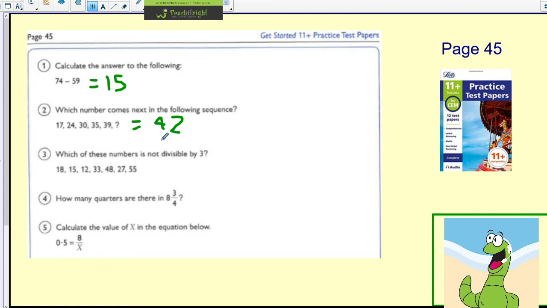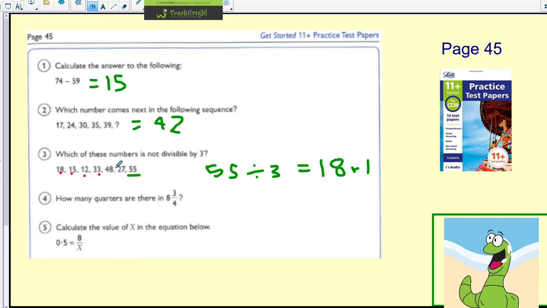Number 3, again with this one, which of these numbers is not divisible by 3? And the easy way of doing this is probably to say which one is not in the 3 times table. And the answer to that is 55. And that's because if you were to do 55 divided by 3, you'd end up with 18 remainder 1. But I don't think I'd want to have to do my bus stop for each of these numbers. I would just go through and tick off, nope, in the times table, in the times table, in the times table, in the times table.